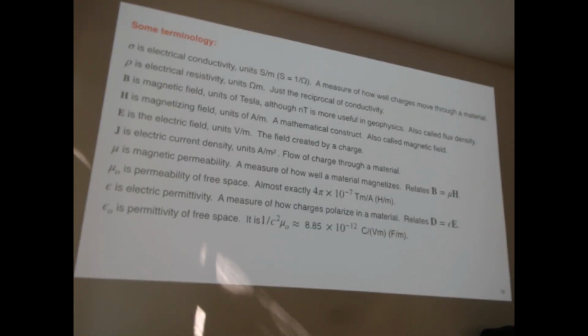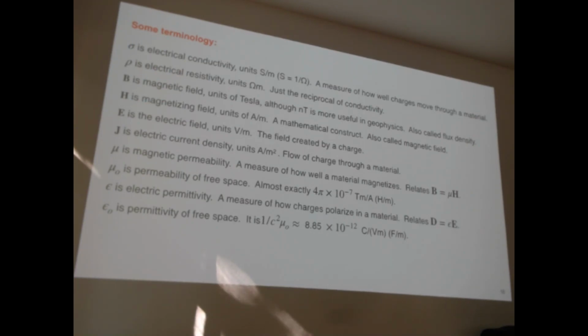So, just start with some terminology. We'll be talking about electrical conductivity. That's normally sigma. The units are Siemens per meter, and it's just the reciprocal of resistivity. It's a measure of how well electric charges pass through a material. Rho is electrical resistivity. Its units are ohm-meters. It's just the reciprocal of conductivity.